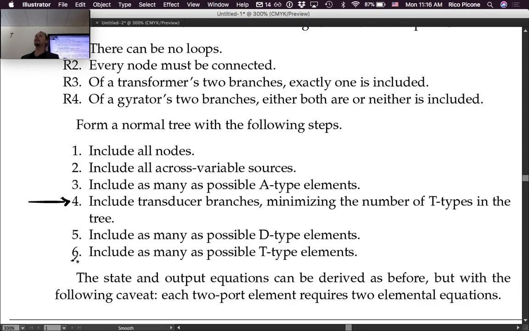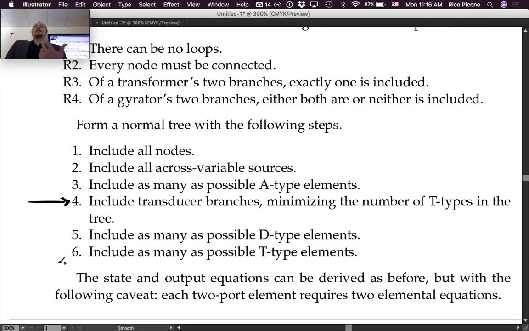So what we have to do is try one, see how many t-types end up. So try selecting, if it's a transformer, selecting the left one, for instance. Finish the rest of these steps, see how many t-types you ended up with. Then go back and select the right one instead, see how many t-types you end up with. You need to go with the situation that gave you the least number of t-types in the normal tree.